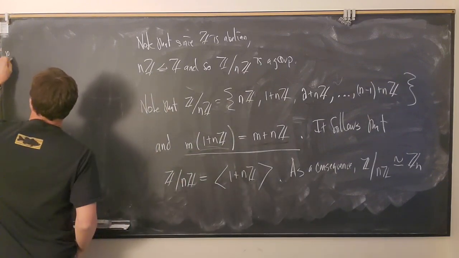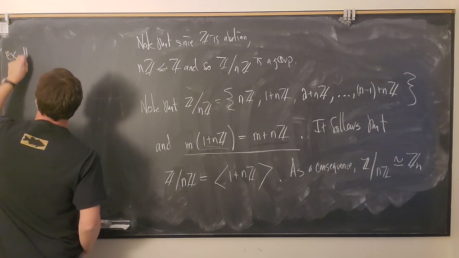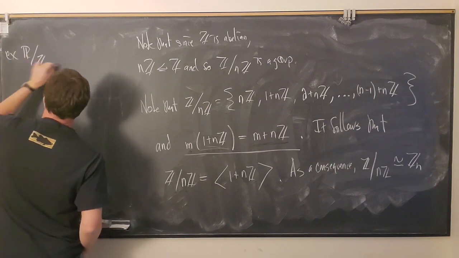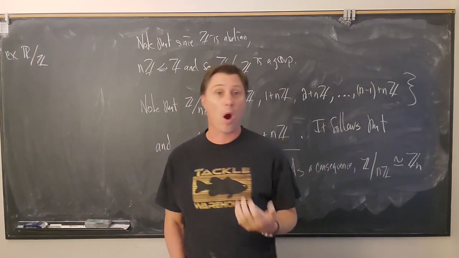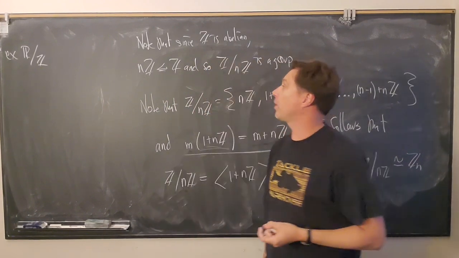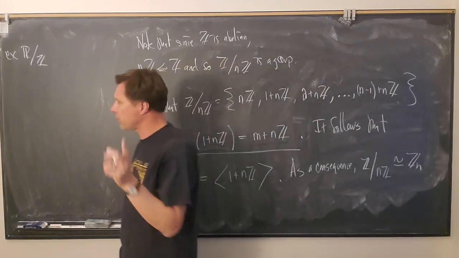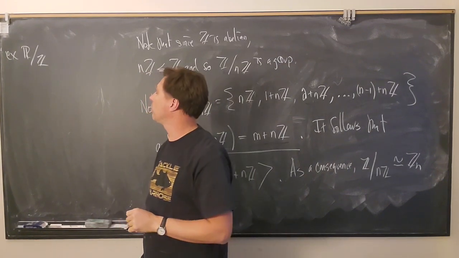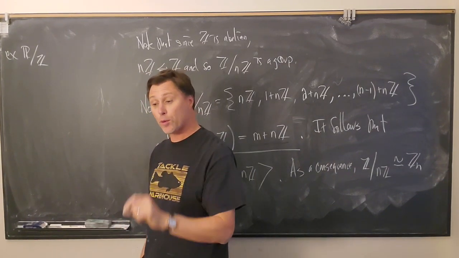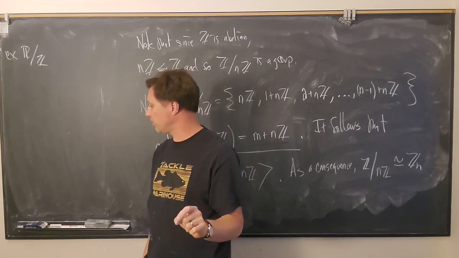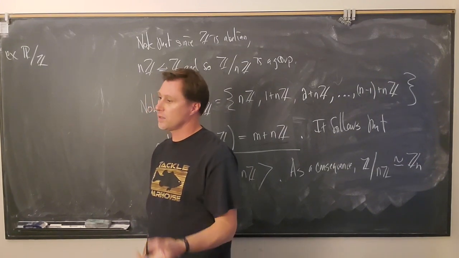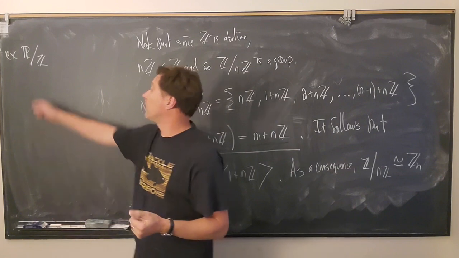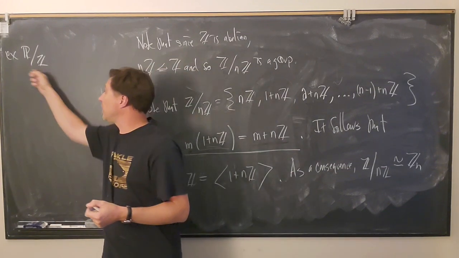So for the next example, what I'd like to do is look at R mod Z. R is an abelian group under the operation of addition. Because it's abelian and Z is a subgroup, we have that it's a normal subgroup, right? And so this is a group.